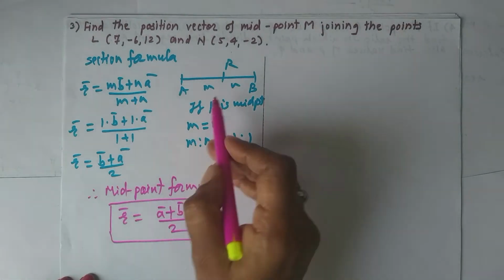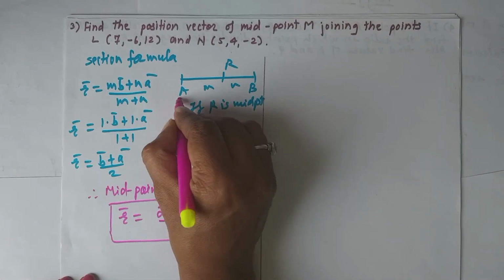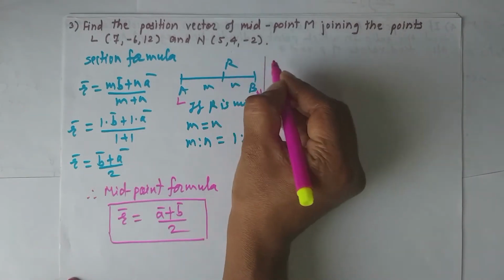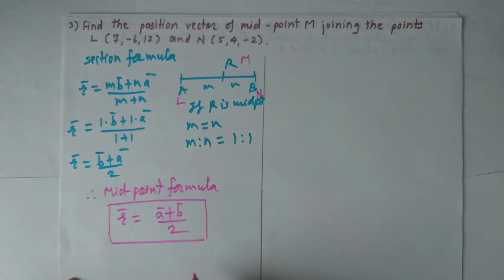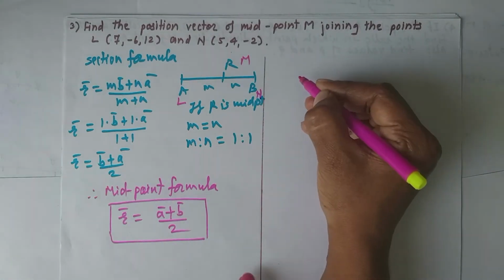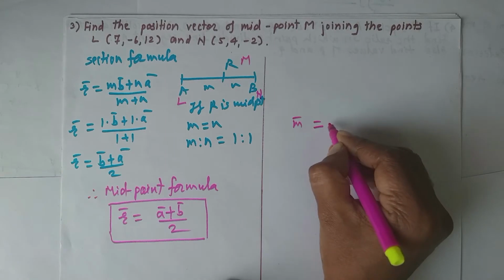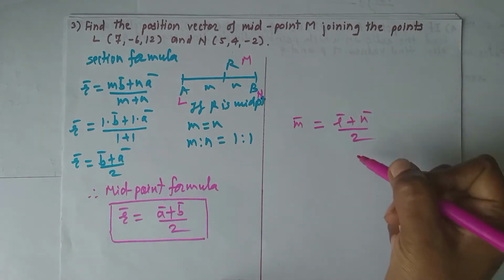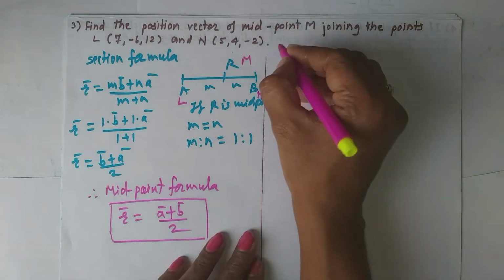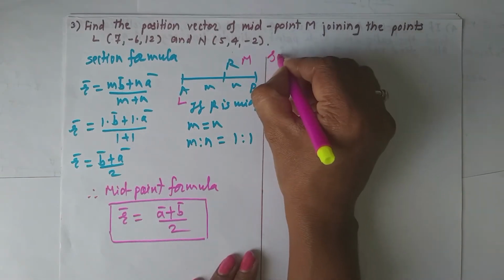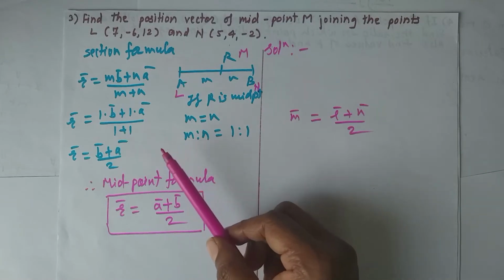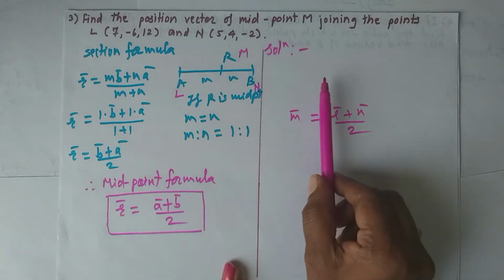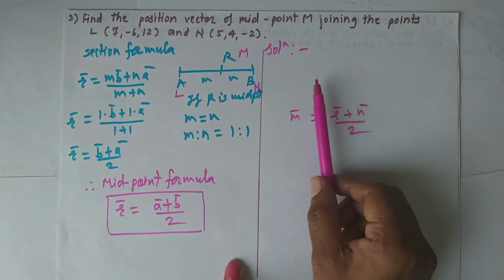Here instead of points A and B, the points are L and N. Instead of R, it is given as M. Then the formula here will be M bar is equal to (L bar plus N bar) divided by 2. Here you write down in the solution. This is the explanation to show you how we derive the midpoint formula. In the solution, you write down only this. What is the solution here?